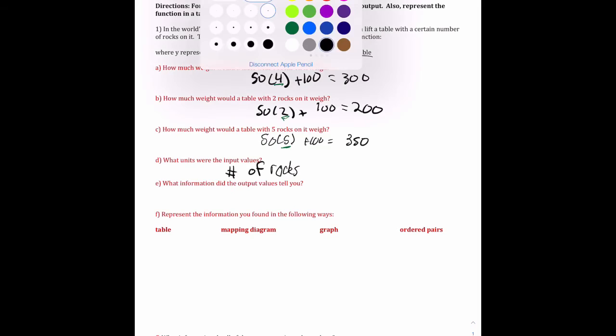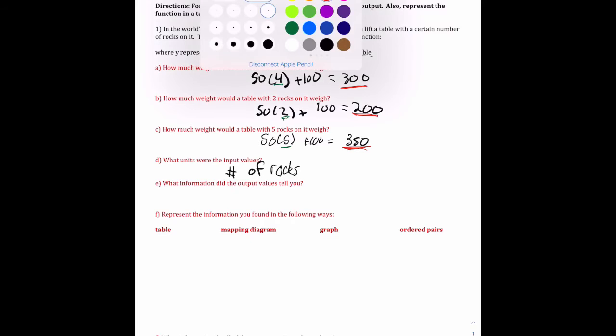What information did the output values tell you? So this is the information we got out of the function. These numbers. Was that pounds? Was that degrees? Was that speed? No, that was money. Or excuse me, pounds. Pounds lifted. All right.